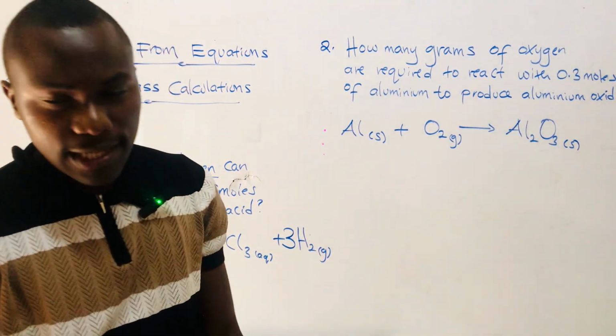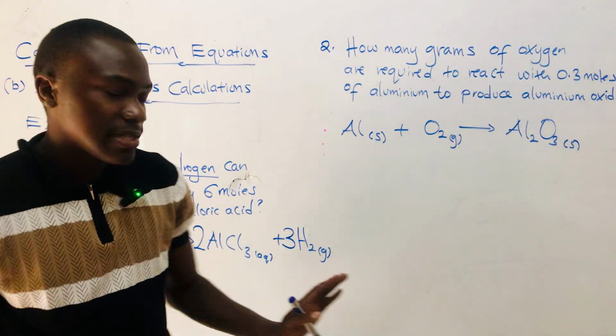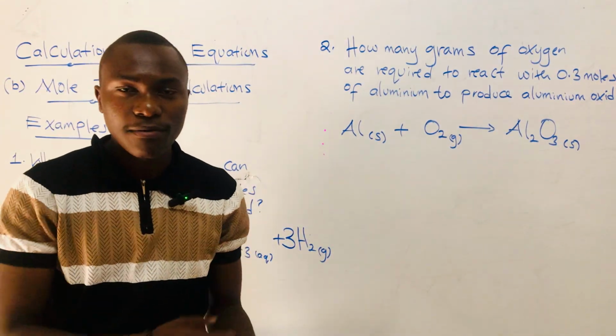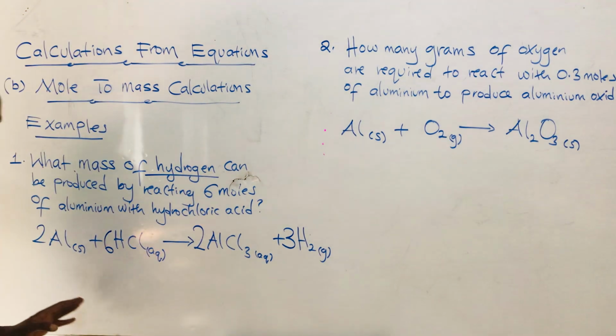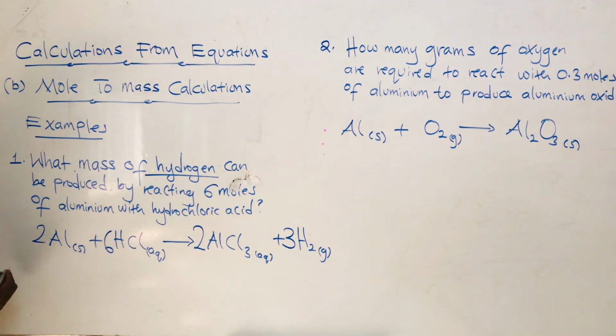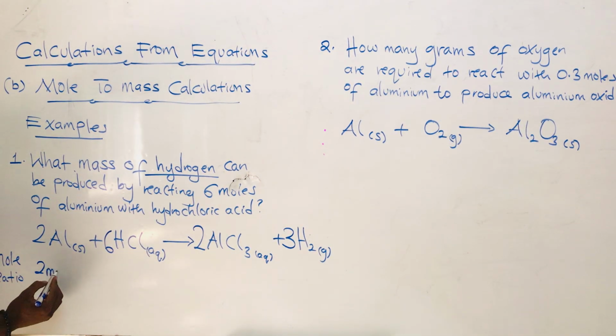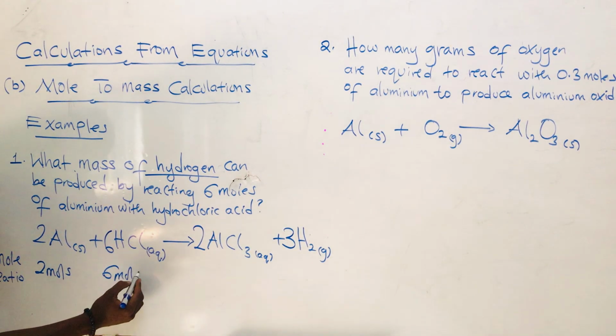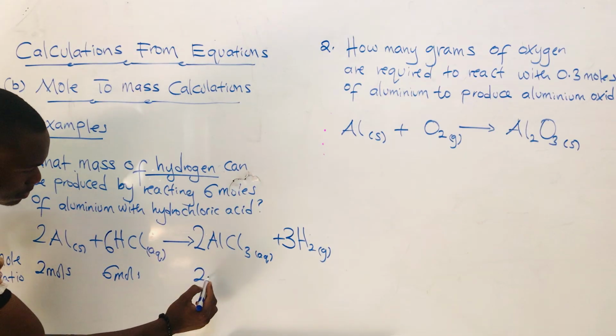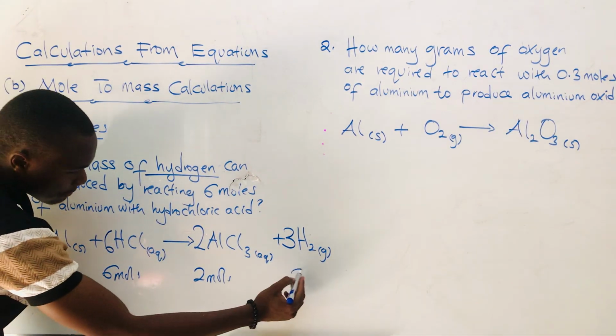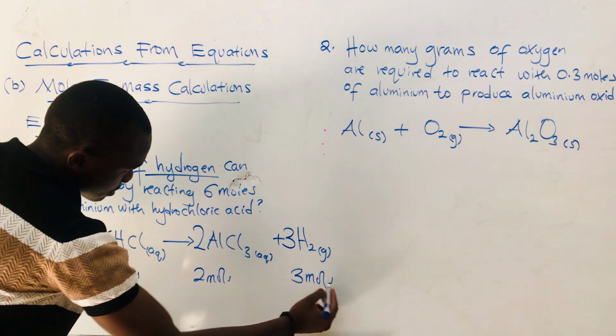Now, I'll make a video on balancing equations for those of us that are still struggling with this. So, from there we can write our mole ratio. So now what is going to be the mole ratio? What balancing figure do we have here? 2. So we say 2 moles. Then what balancing figure is here? 6. So we say 6. There we have a 2. So we say 2 moles. There we have a 3. So we say 3 moles.